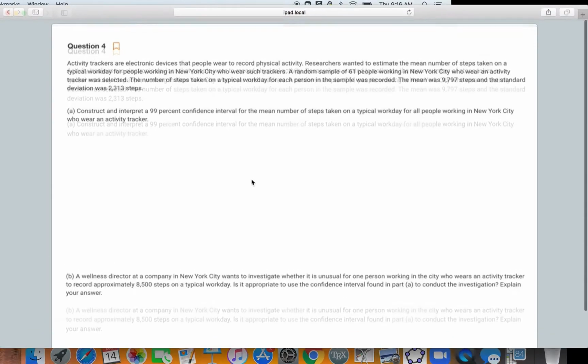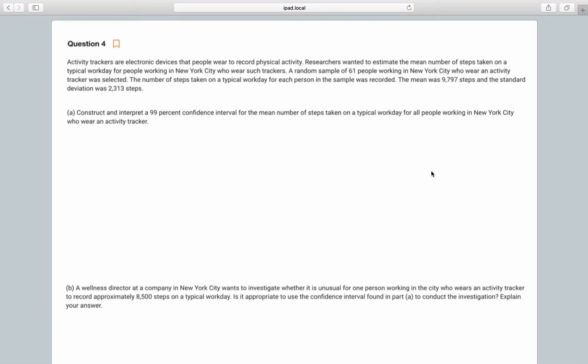Right. So this is question 4 from the week 6 exam review, and it says activity trackers are electronic devices that people wear to record physical activity. Researchers wanted to estimate the mean number of steps taken on a typical workday for people working in New York City who wear such trackers. A random sample of 61 people working in New York City who wear an activity tracker was selected. The number of steps taken on a typical workday for each person in the sample was recorded. The mean was 9,797 steps, and the standard deviation was 2,313 steps.